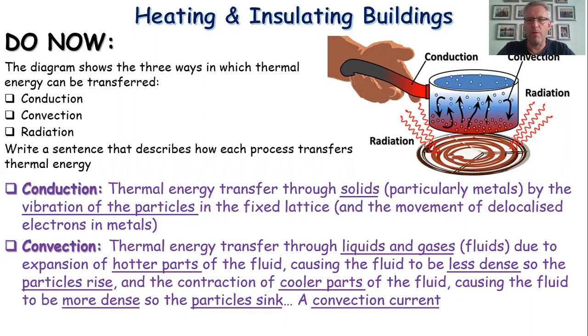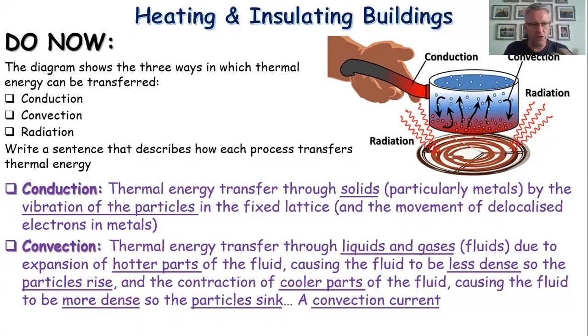So if you look at the diagram of the pan there, you can see that the liquid particles at the bottom are reasonably closely packed. But then as they gain energy, they vibrate more, they move more, and therefore they move apart. The material expands. That means it's less dense, and so those particles rise up. The particles at the top are then less dense, but they're away from the heat, so they lose energy and they start to vibrate less, so they come together. They become more dense, and so those particles sink. And what you can see is a convection current that rises up and then falls down again. It's this cycle we call a convection current, and it happens only in liquids and gases.